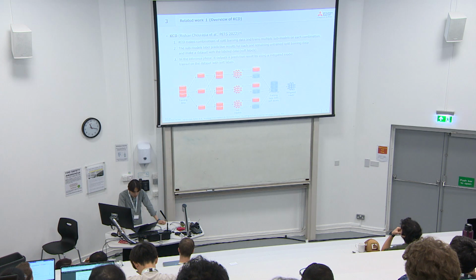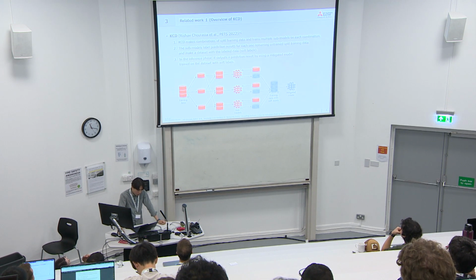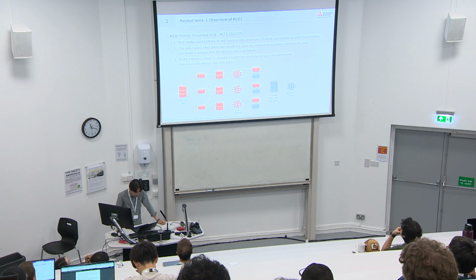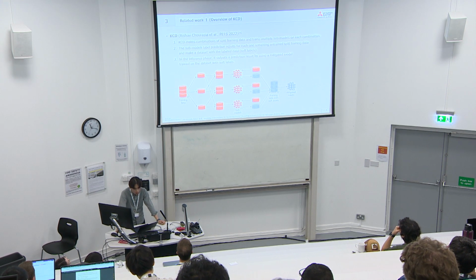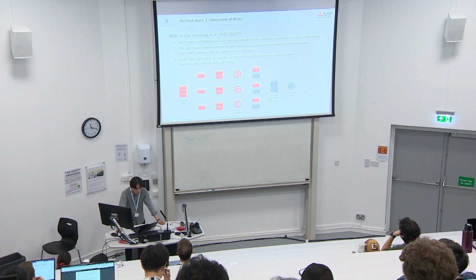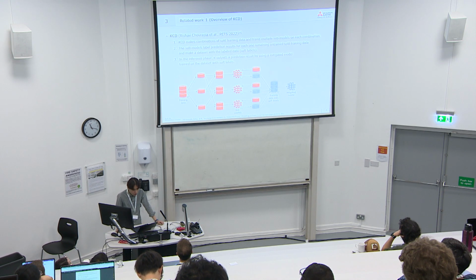The KCD defense consists of 3 steps. First, KCD makes combinations of split training data and trains multiple submodels on each combination. Next, the submodels label the prediction results for the one remaining untrained split training data and make a dataset with the labeled data. It is called soft label. In the inference phase, it outputs a prediction result by using a mitigated model trained on the dataset with soft labels.